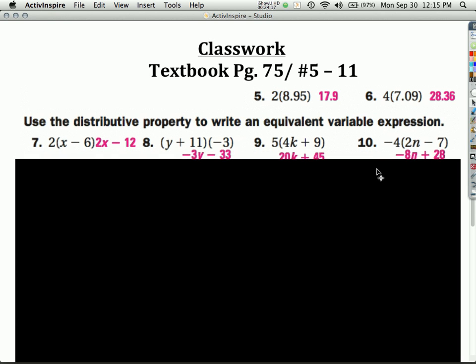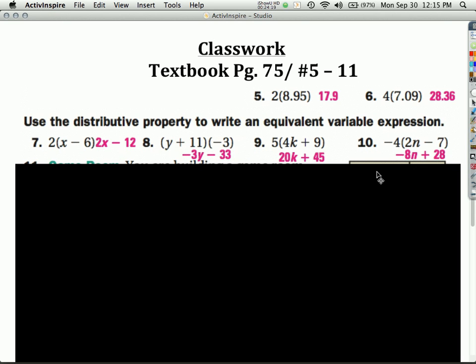Numbers 7, 8, 9, and 10. So I think for some of us these were easier than 5 and 6, even though 5 and 6 were supposed to be easier, but they're not. They're hard. So number 7 is 2x minus 12. Number 8 is negative 3y minus 33. Number 9 is 20k plus 45. And number 10 is negative 8n plus 28.